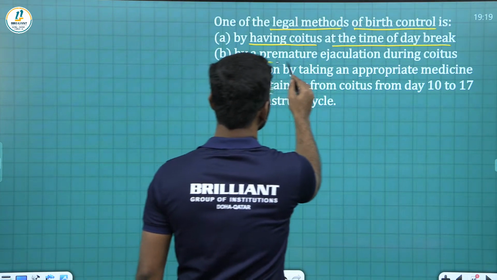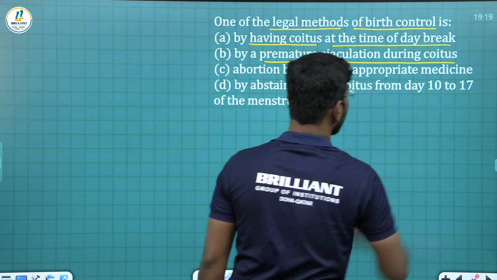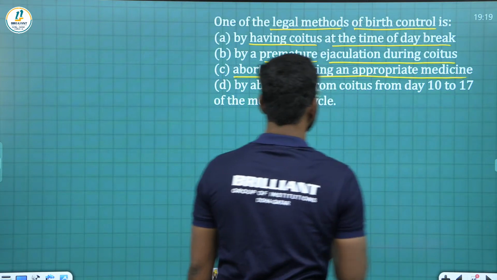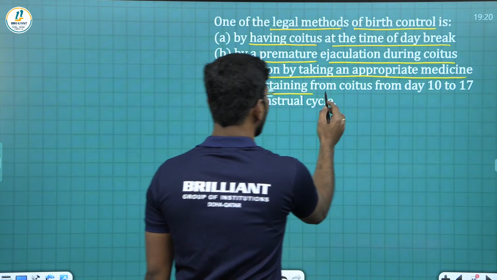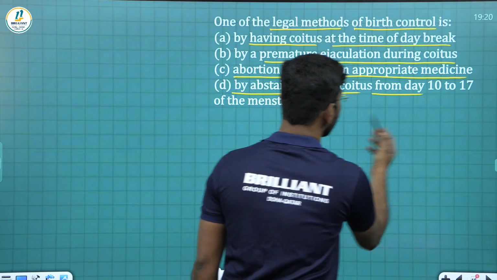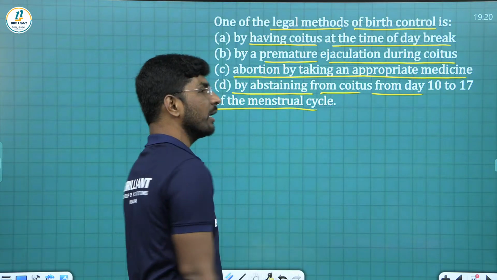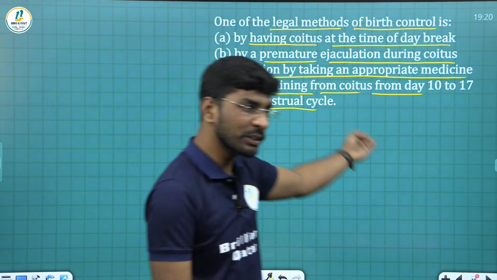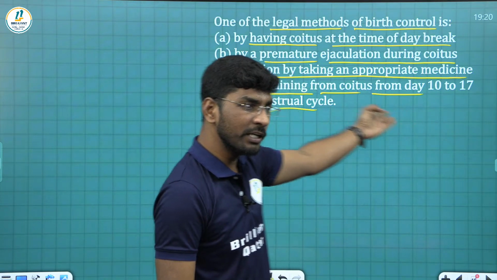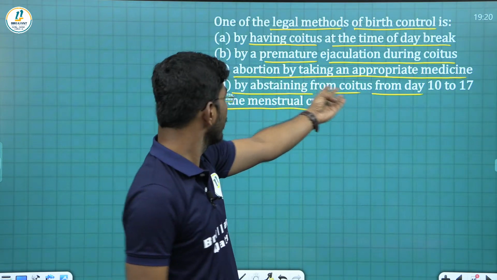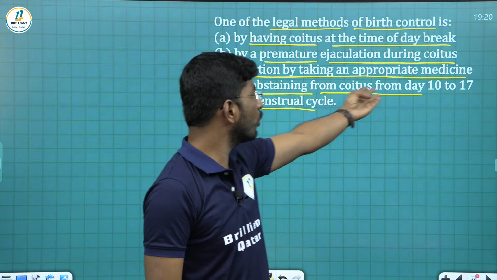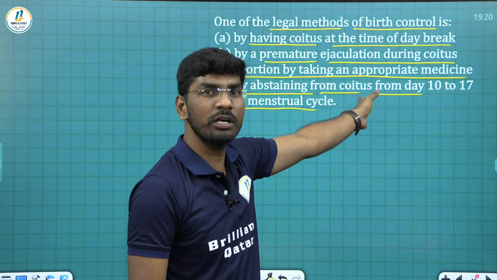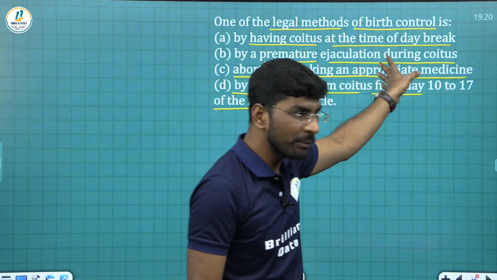Next, by premature ejaculation during the coitus? No. Abortion by taking an appropriate medication? By abstaining from the coitus from day 10 to 17 of the menstrual cycle. Tell me, Alisha, last one, beta. 10 to 17, it is what? It is avoiding intercourse between 10 to 17 days. It is a legal one. It is not illegal. Tell me what is illegal.